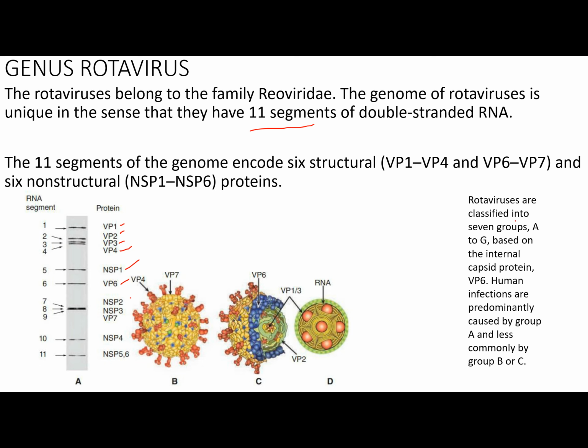Now, rotaviruses, class, are classified into 7 groups, A to G, based on the internal capsid protein VP6. Human infections are predominantly caused by group A and less commonly by group B or C. So again, class, human infections are caused by group A. So the majority of human infection of rotavirus is caused by rotavirus A, while less commonly by group B or group C. Now, let me discuss, class, their proteins. So, if you take a look at this figure, figure B, you would see two proteins, VP4 and VP7.